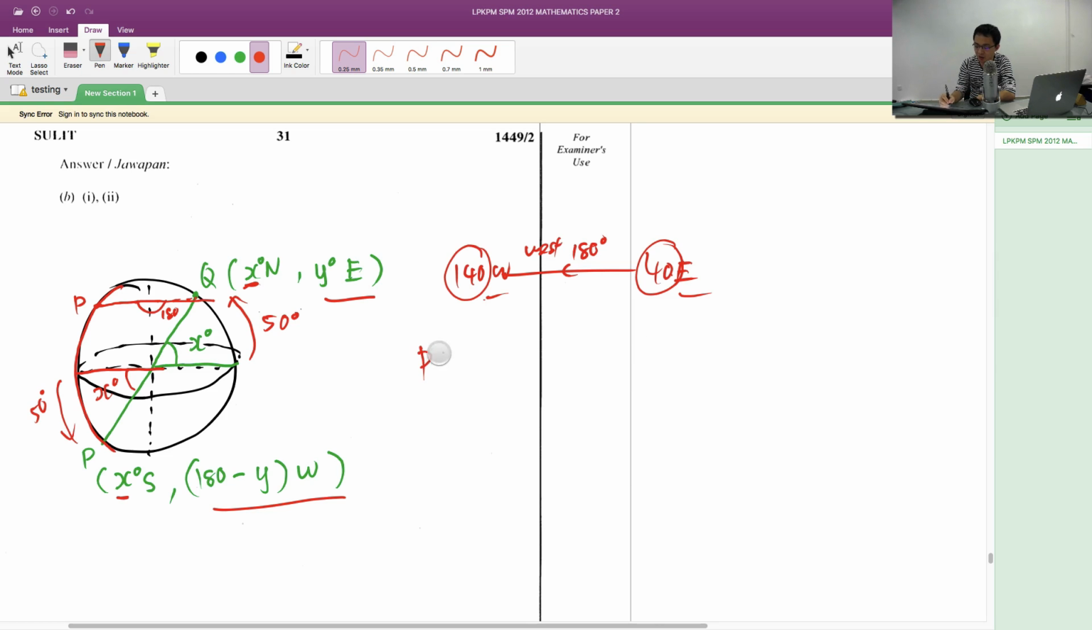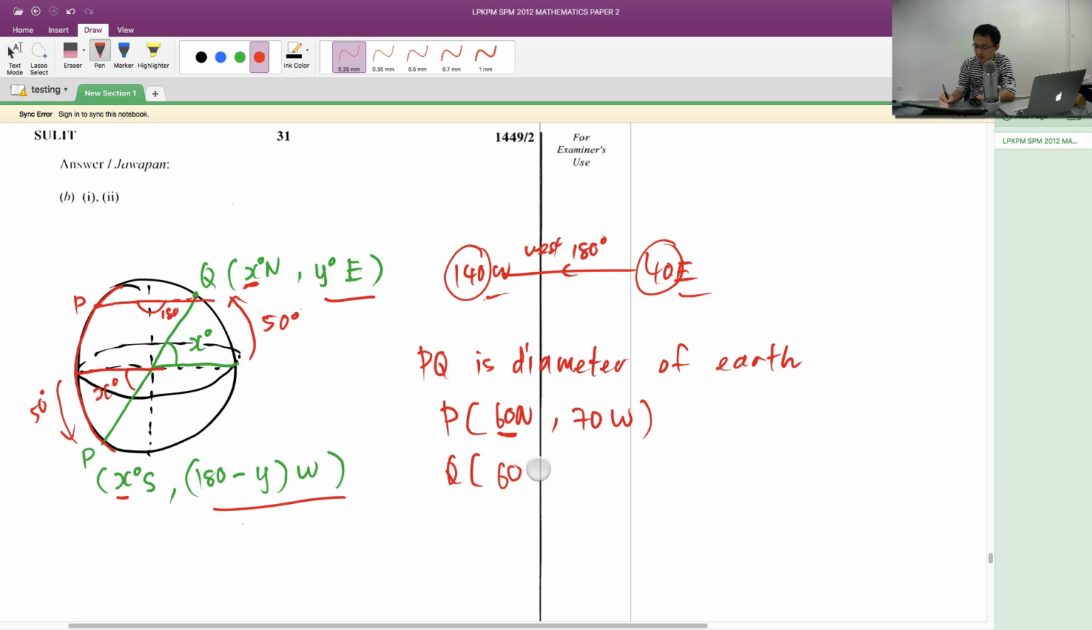So let's say I tell you PQ is the diameter of the Earth. In the exam, let's say I randomly give you P as 60 north, and this one is 70 west. I want you to find Q. First thing is you copy the angle, change to south. And then 180 minus this one, change to east. That's all. It's very easy. Alright, this is the diameter of the Earth.